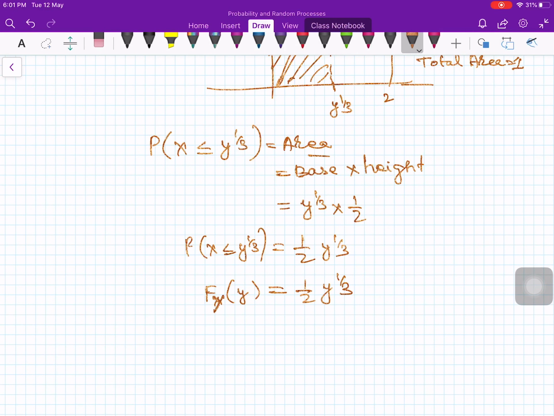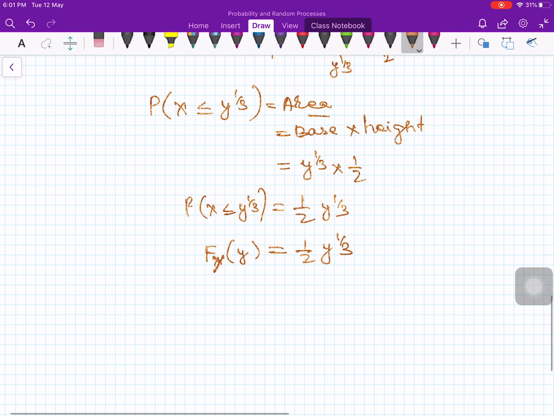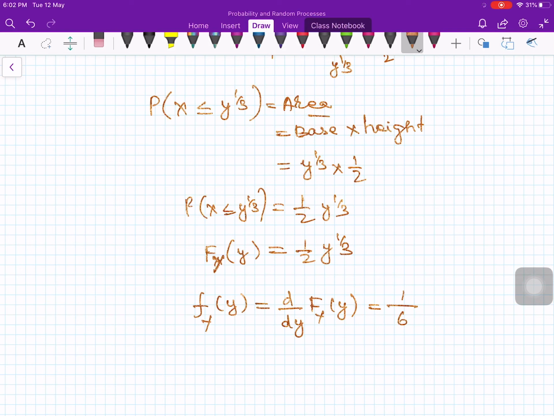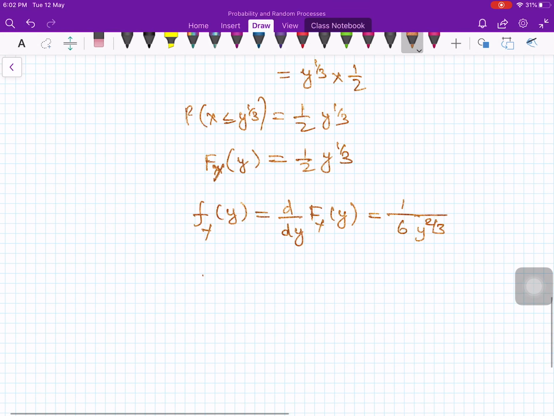You just take the derivative, you differentiate with respect to y. Okay, you differentiate this expression with respect to y. So f_Y of y, your probability density function, is going to be d by dy of the CDF. So this is 1/6 times y to the -2/3 if you take the derivative. Therefore your density function f_Y of y is equal to 1/6 times y to the -2/3.